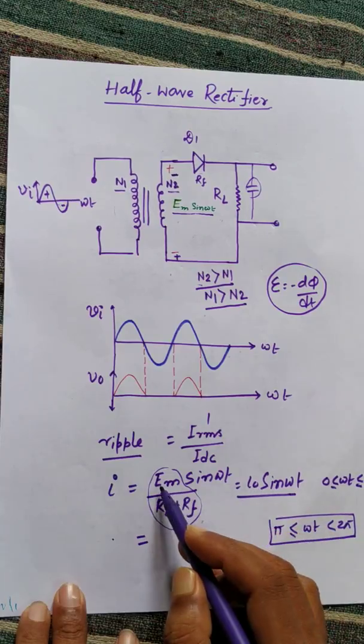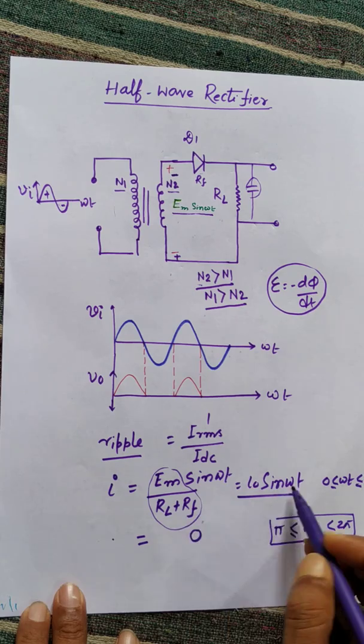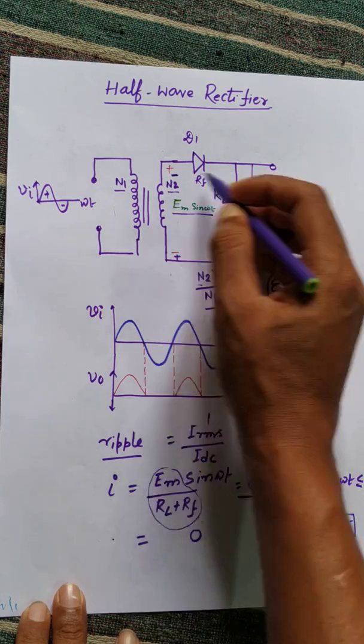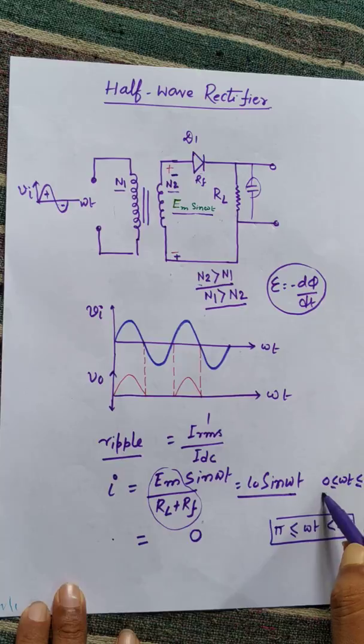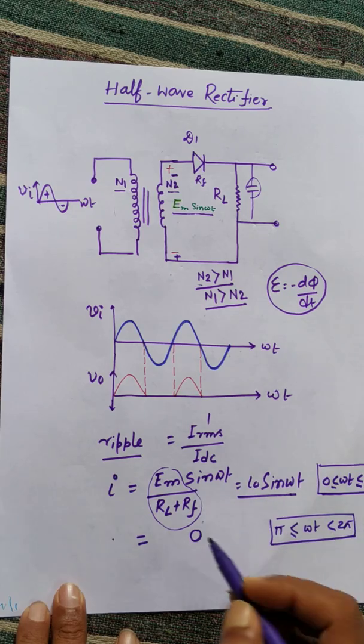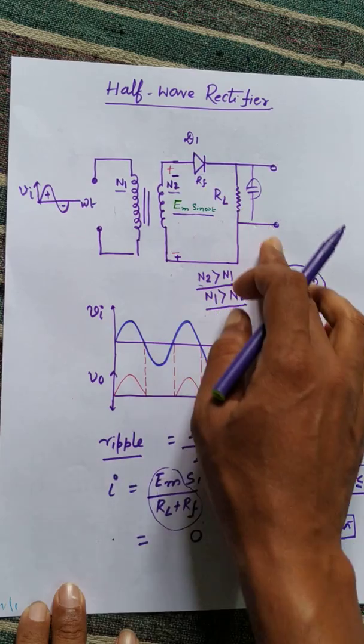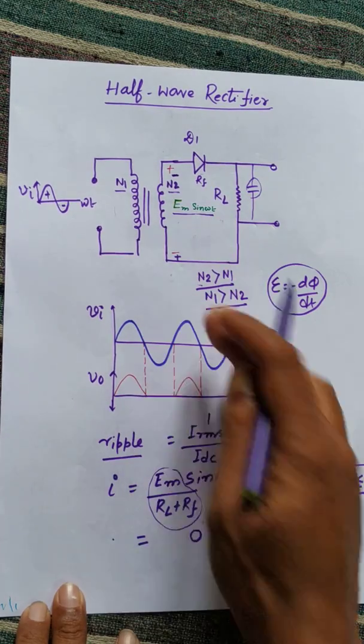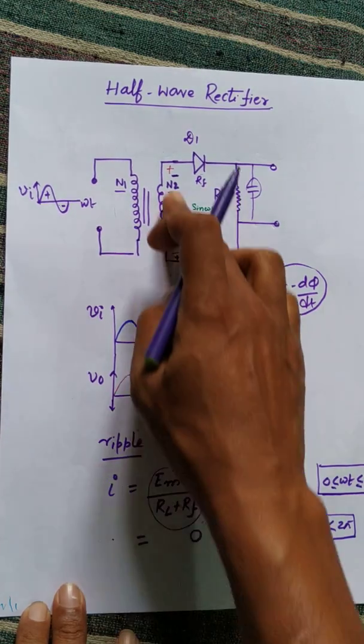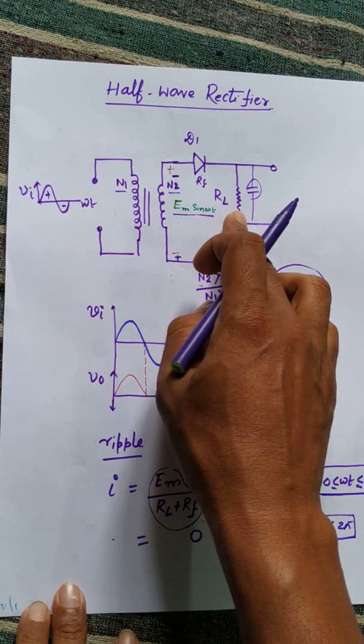So this is the expression of the current, equal to I0 sin omega t. Here I0 is equal to Em by RL plus Rf, and this current flows in the rectifier circuit only during the positive half, so this is the range of the phase angle. During the negative half cycle, no current flows in the rectifier circuit. This is the AC current flowing in the circuit.